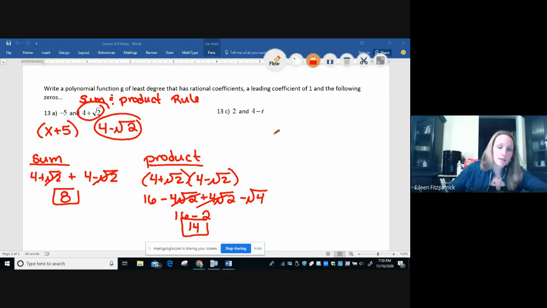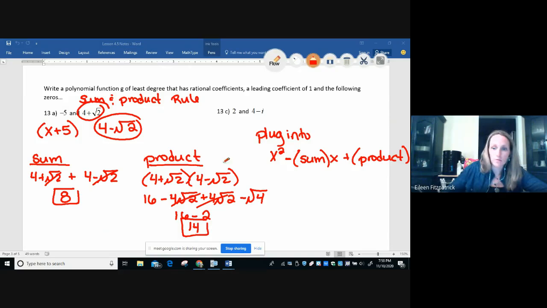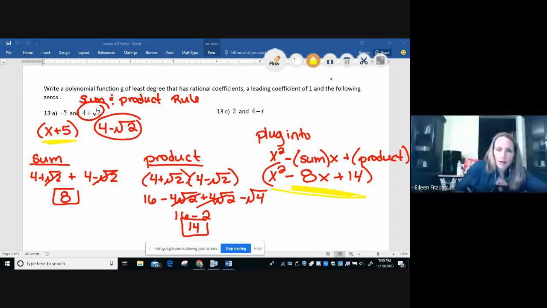Okay, so the sum and product rule, you're going to then plug into x squared minus sum x plus the product. Meaning whatever the number is for the sum, you're going to put it in there. Whatever the number for the product is, you put in there. All right, so it becomes x squared minus 8x plus 14. So that is the other factor of this polynomial. So keep in mind, I have this as one factor. Can't draw straight. And this is the other. So I'm still not done.